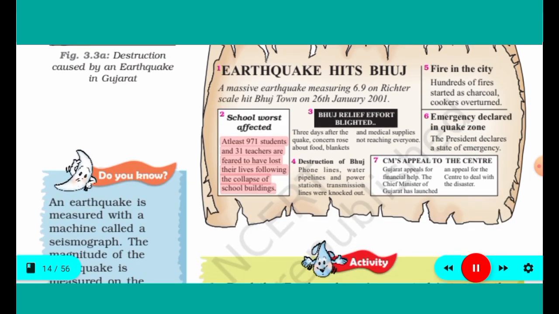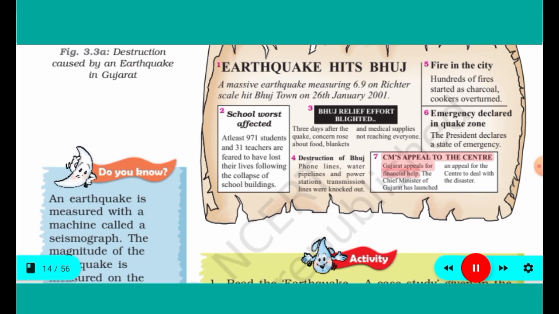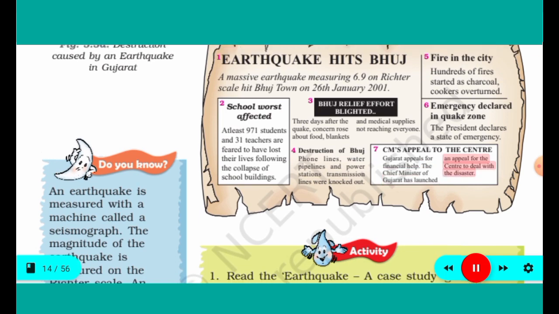At least 971 students and 31 teachers are feared to have lost their lives following the collapse of school buildings. School worst affected. CM's appeal to the Centre. Gujarat appeals for financial help. The Chief Minister of Gujarat has launched an appeal for the centre to deal with the disaster.